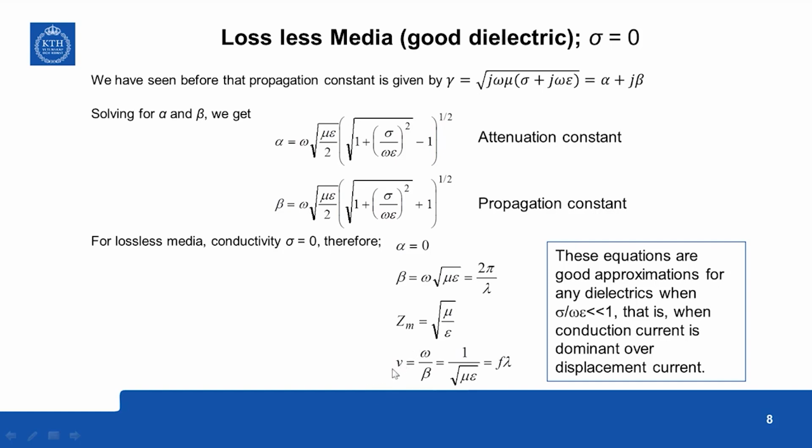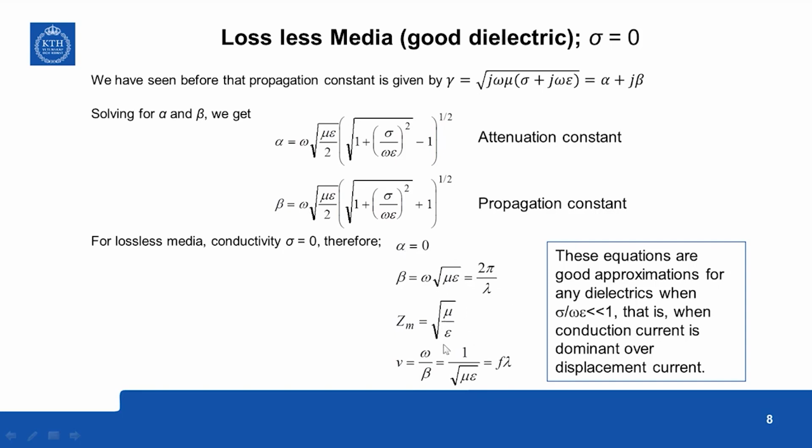Now phase velocity v equal to omega by beta, that is equal to, substituting for beta, 1 by square root of mu epsilon, which is nothing but frequency times lambda. These equations are strictly true for alpha equal to 0.